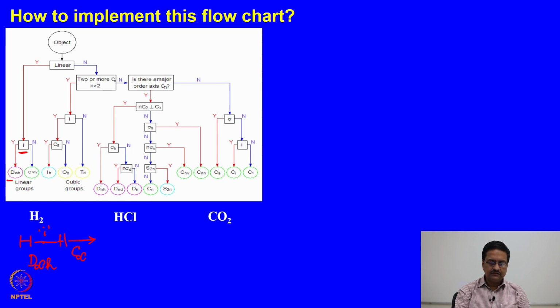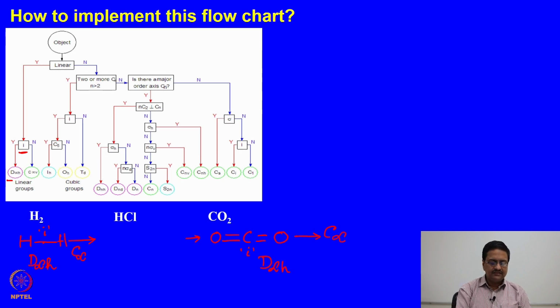This is true with carbon dioxide as well. Carbon dioxide is a linear molecule. The axis of these two bonds, that is O double bond C and C double bond O, is a C infinity axis. The molecule has an inversion center located at the carbon. So, this also should be the D infinity h point group.